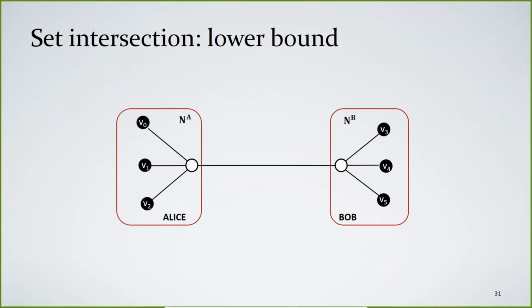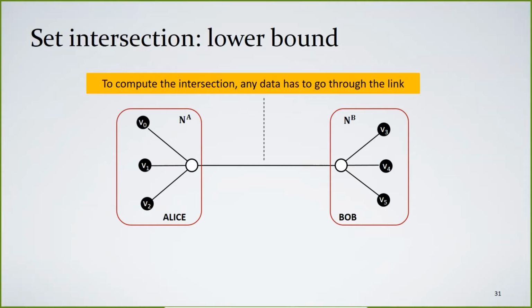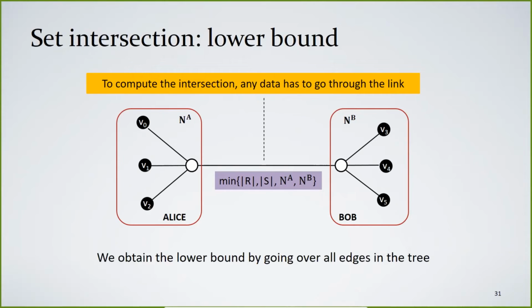How do we go about basically this? It's quite simple. We can actually think of now two subsets of the network, A and B. We can point out that to compute an intersection, any data has to go through this link, the slower link of a tree topology. Thus, I can take the minimum of basically the sizes and the number of nodes on the subsets A and B. And then I can go all over this and I can obtain the lower bound.